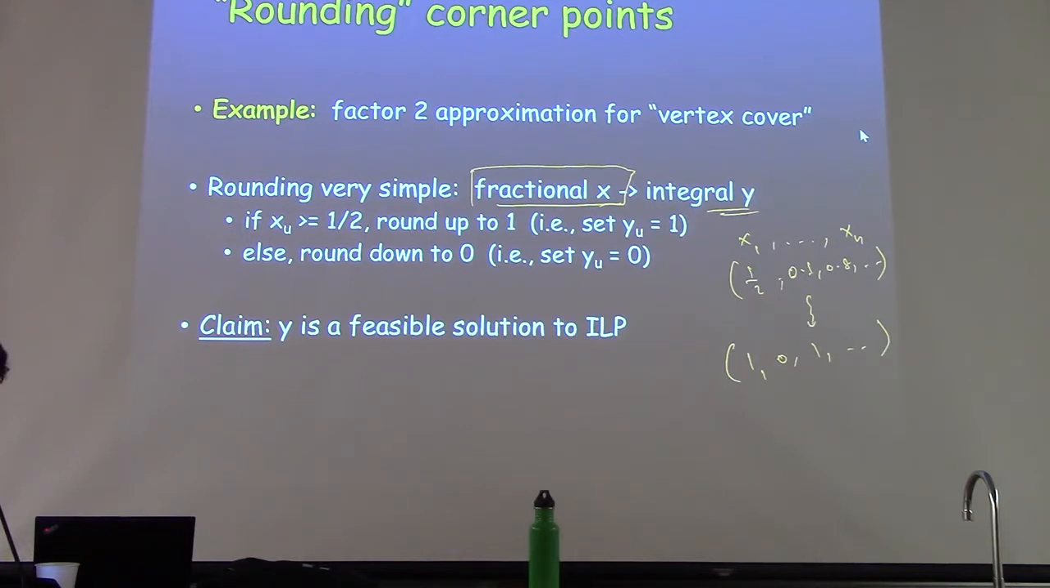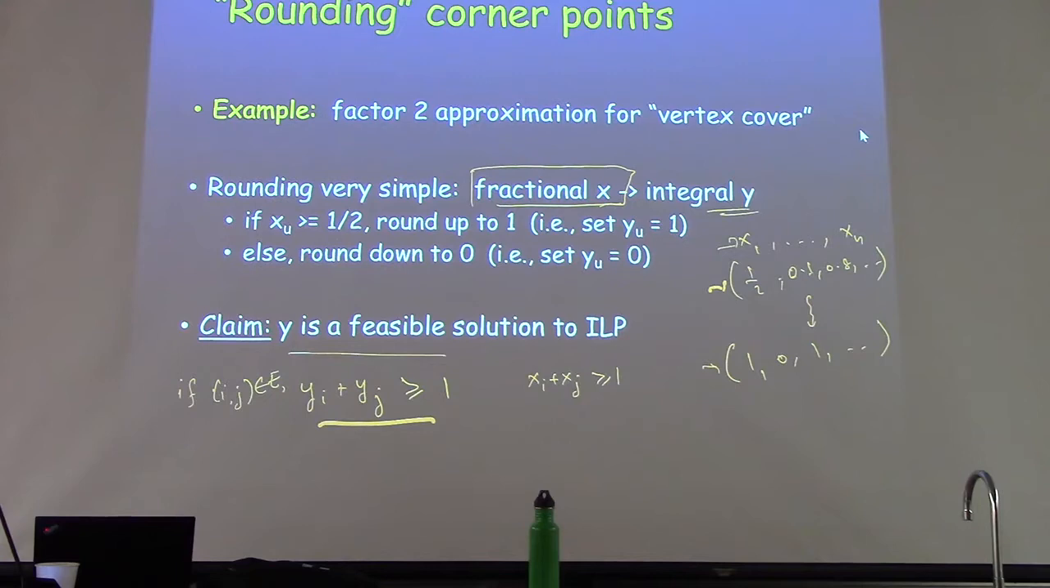The first claim we saw was that y is a feasible solution to the program on the left, so it satisfies all the constraints. In particular, what did we want to satisfy? We wanted that if ij is an edge, then yi plus yj is at least 1. So we want to prove that if you round an x and obtain a y like this, the y satisfies this constraint. Do you remember why this was true? If you started off with an x such that xi plus xj was bigger than or equal to 1, and you did this rounding where everything bigger than or equal to half you made 1, then we claimed that yi plus yj would be bigger than or equal to 1.